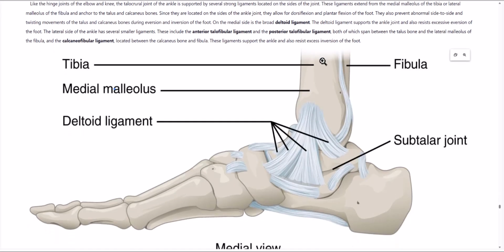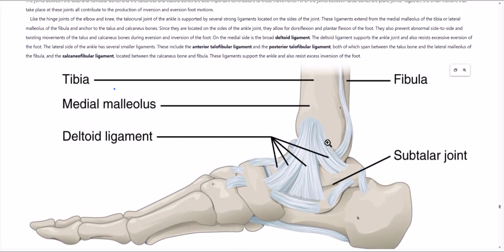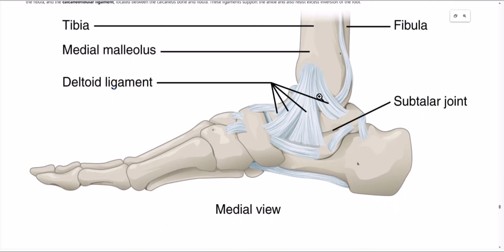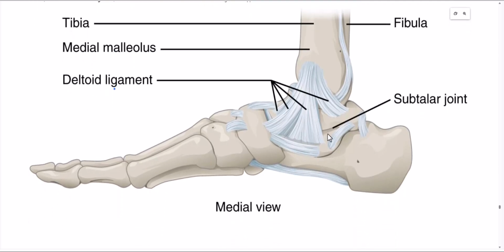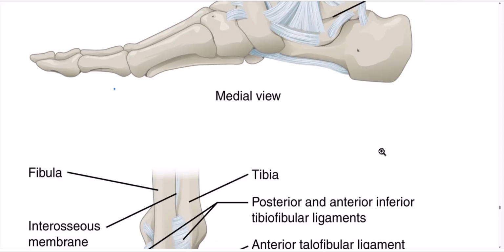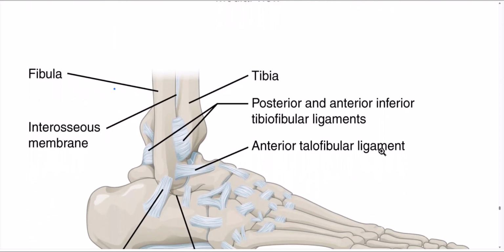So we take a look, we can see the tibia coming down. Can't see it in this view, but it's sitting right on top of the talus. The fibula is coming down on the other side. Look at all those amazing ligaments holding everything together. We can see it more clearly here.